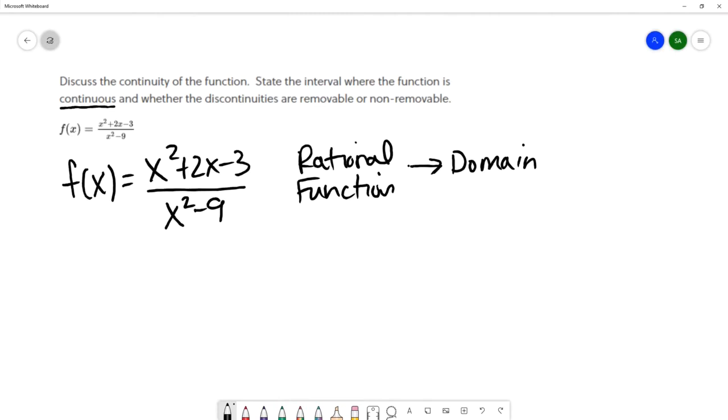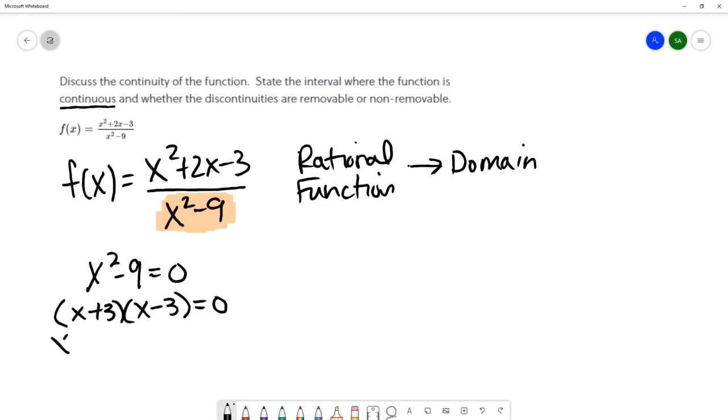When you're looking for the domain of a rational function, we're going to focus on the denominator because division by zero is undefined, and that will be a restricted value. So if we take our denominator and set it equal to zero, we're going to find where this function has discontinuities and undefined spots. I can factor x squared minus 9 into x plus 3 times x minus 3, and set each factor equal to 0. And I get my restrictions of negative 3 and positive 3.